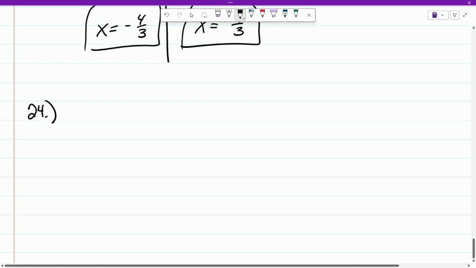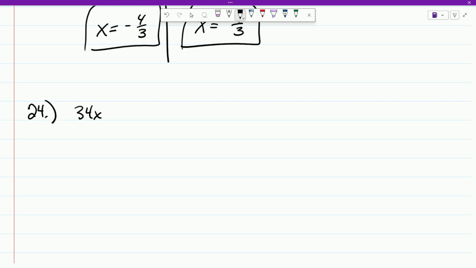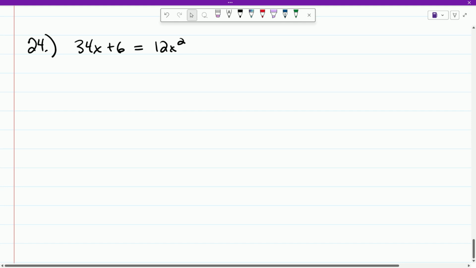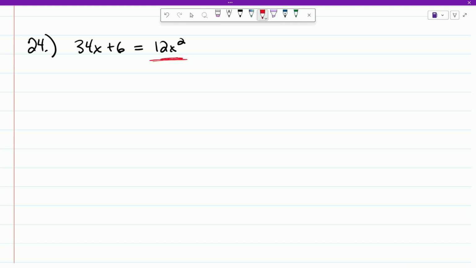24 is, and I think we did this one in class, but that's okay. We'll do it again. 34x plus 6 equals 12x to the second. All right. So once again, we need to set this equal to 0. To do this, notice that the x squared term is over here on the right-hand side. That's okay. More importantly, it's positive.